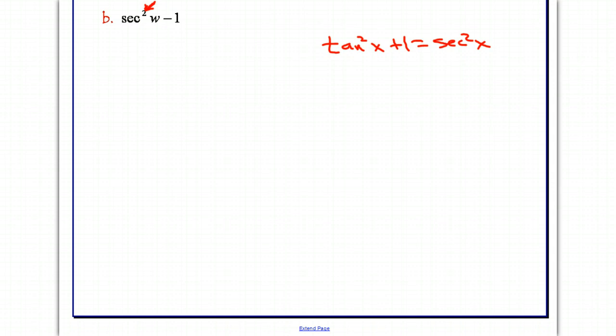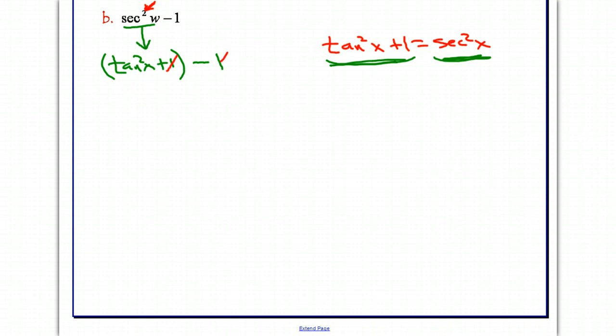Maybe it's not obvious. And so maybe what we'll do here is I notice secant squared is the same thing as this. So I'm going to come here. I'm going to sub out the secant squared, and I'm going to sub in the tangent squared of x plus 1. Because look, our fundamental identity tells us those are the same thing. So I'll sub that in. Then I have the minus 1. Then I'm happy to see, oh, look, the 1's cancel out.